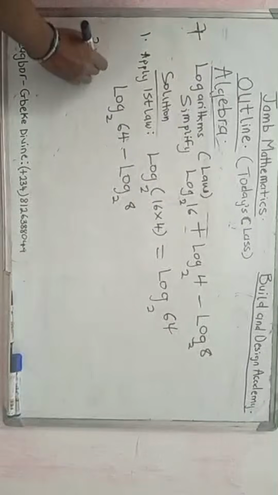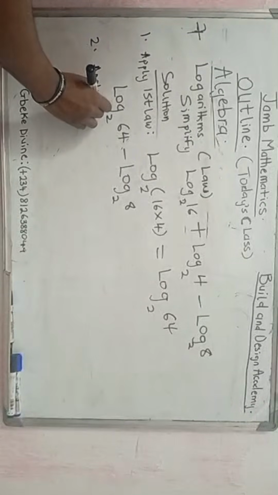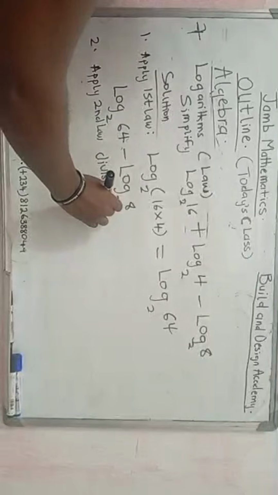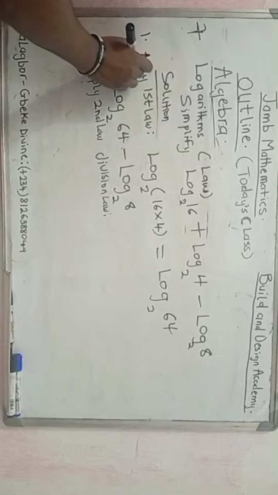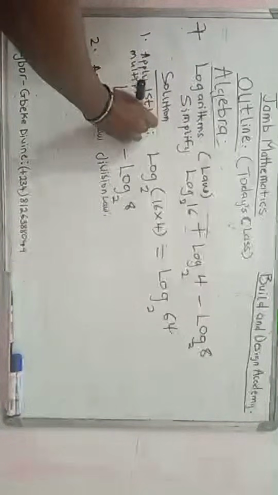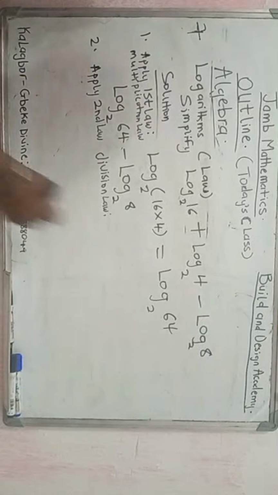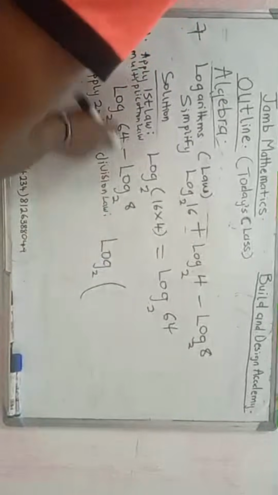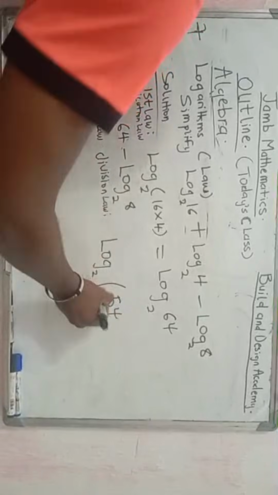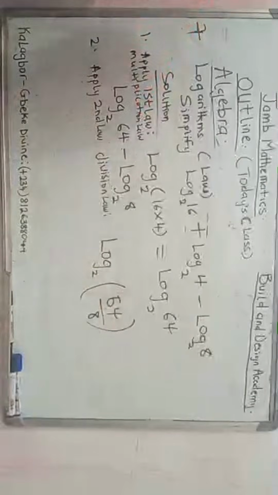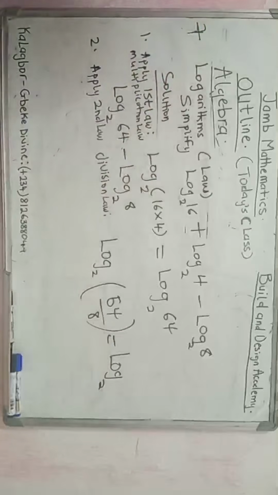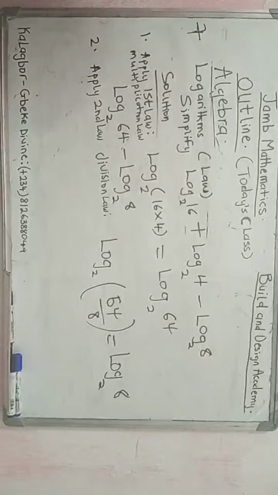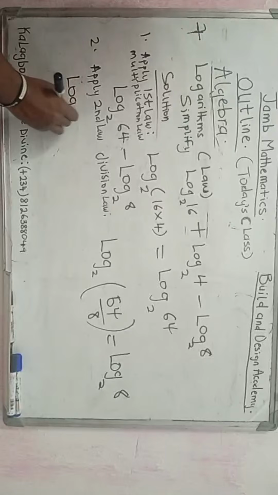So if we apply the second law, which is the division law, since they have the same base, it will now be log 64 over 8 in base 2. Minus simply means division, common base. That's 64 divided by 8, which gives us 8. Now we've gotten log 8 in base 2.